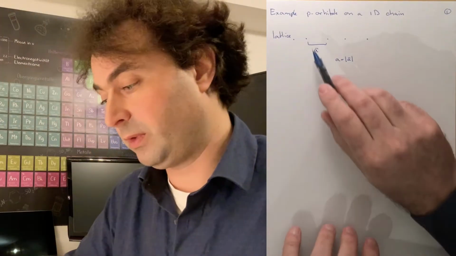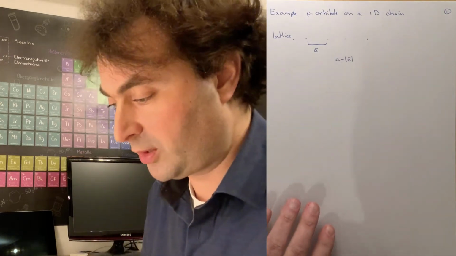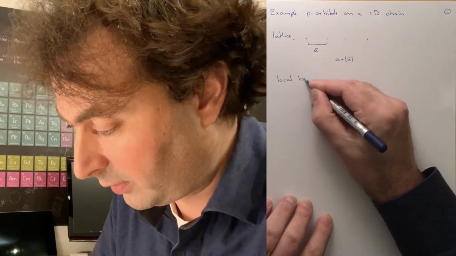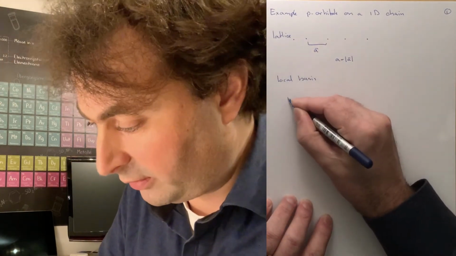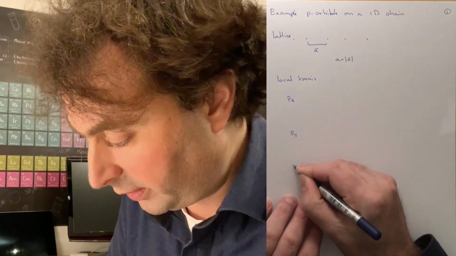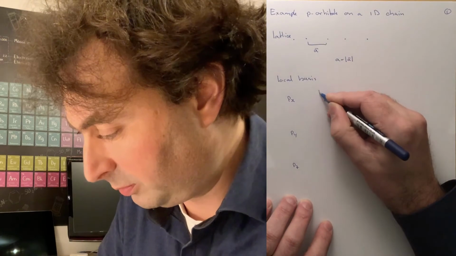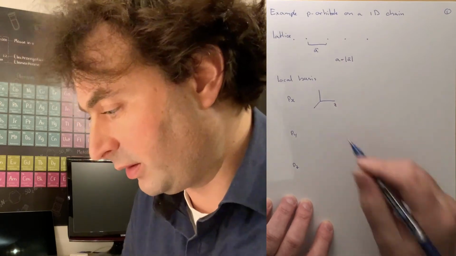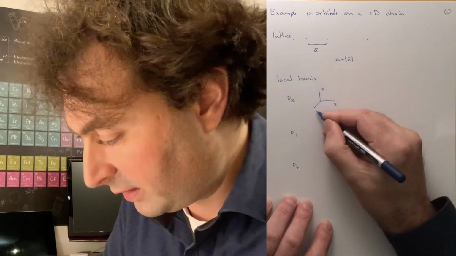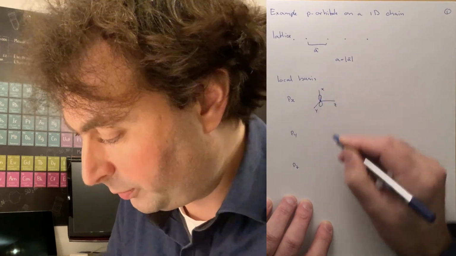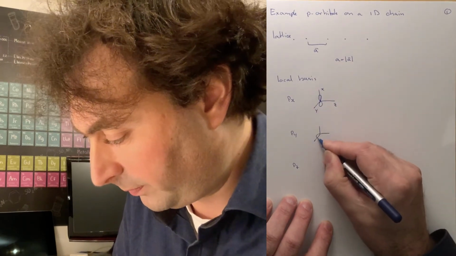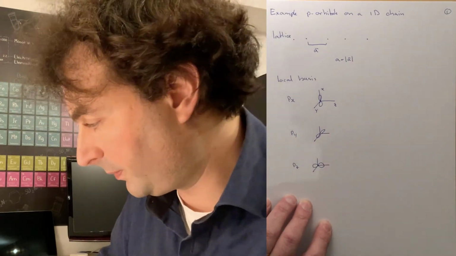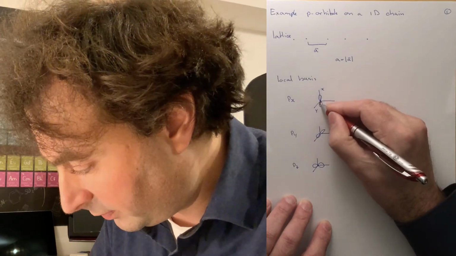So we have a lattice where we have a distance a between our lattice points, and it's a one-dimensional lattice. We have a local basis where we have either the px, the py, or the pz orbital per lattice site, and we'll put our coordinate system such that z is in the direction of the one-dimensional chain, and then this is the px and that is py, to make sure that we have a right-handed coordinate system. And let me color in the phases again.